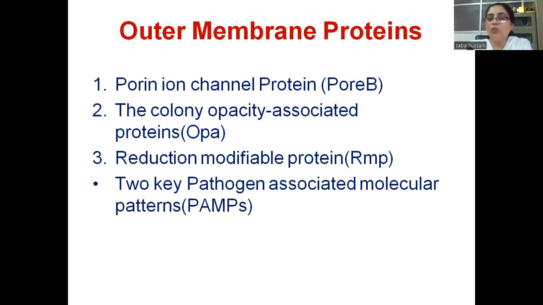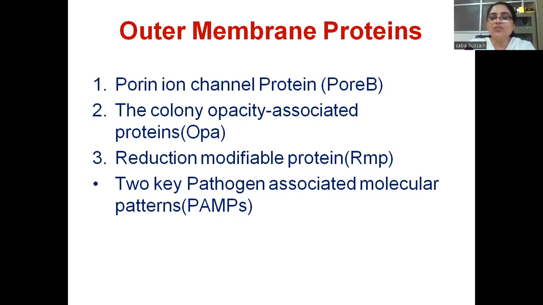Then there are three outer membrane proteins which are also responsible for colonization in the mucous membrane of human cells. This is the porin ion channel protein, that is Por B, while the colony opacity associated protein is also responsible. These are the three proteins responsible for colonization. Then the reduction modifiable protein is the protein which is genetically modulating. All these proteins are responsible for genetic modulation and thus fooling the immune cells. They are changing the surface in such a way that immune cells are fooled.